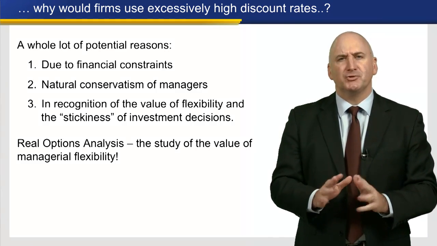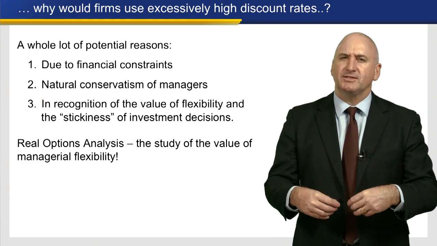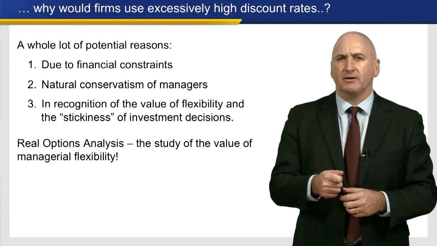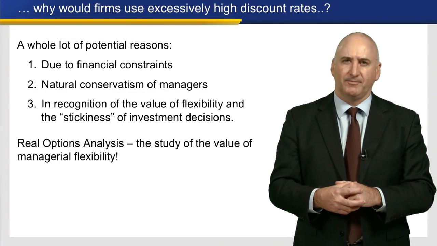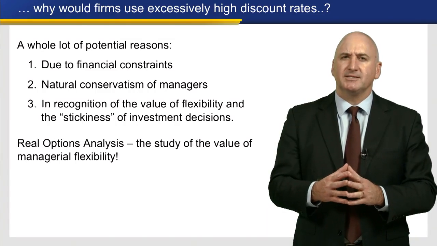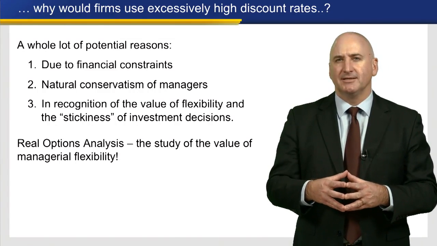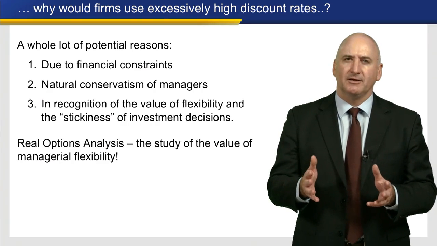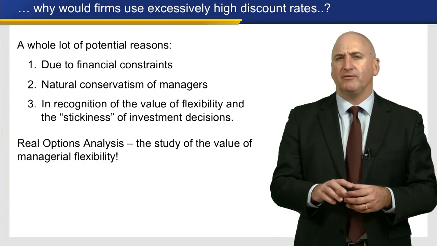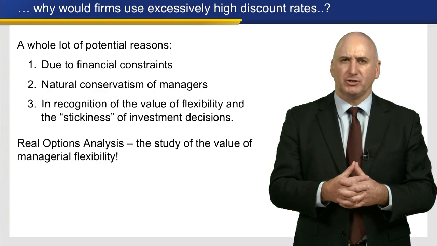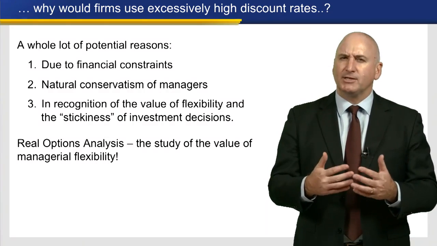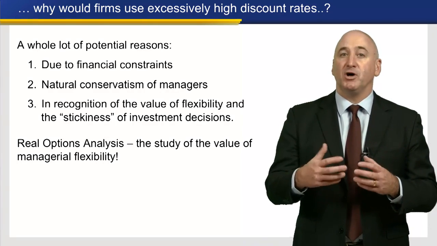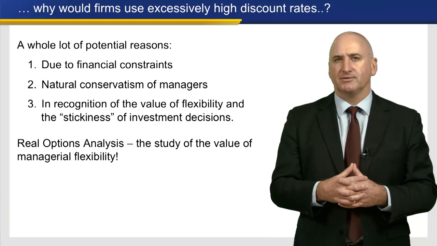Firstly, it might be due to budgetary constraints that firms face, such that the firm uses a higher discount rate as a rationing mechanism to direct funds to only those projects that offer extremely high positive net present value. A second explanation relates to the natural conservatism of many managers. As a manager, it's unlikely that you're ever going to be sacked for the positive NPV project that you rejected, whereas your job might be truly in jeopardy if you mistakenly accept a negative NPV project. Well, this can lead to a natural conservatism in project selection, such that managers will tend to reject projects with positive, yet low, net present values.